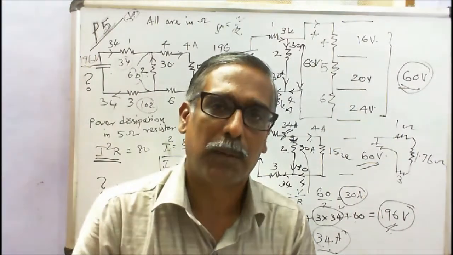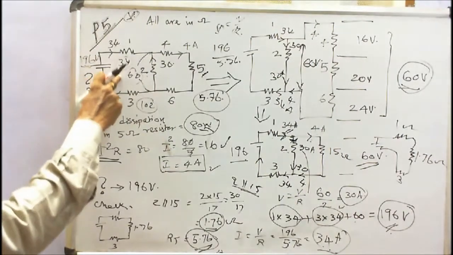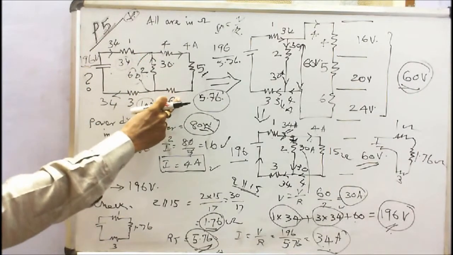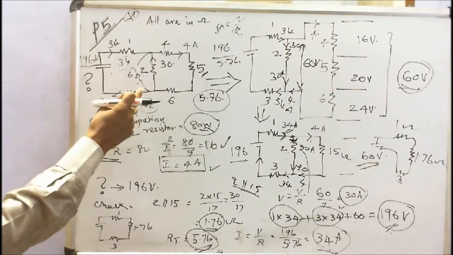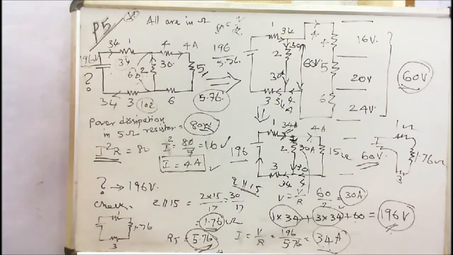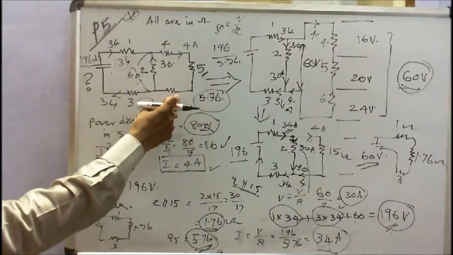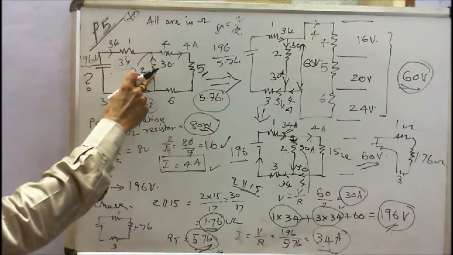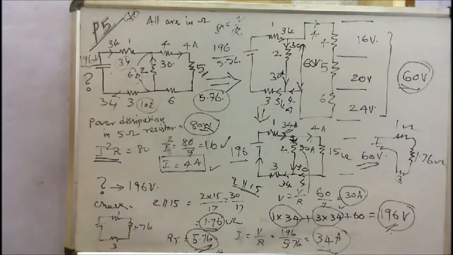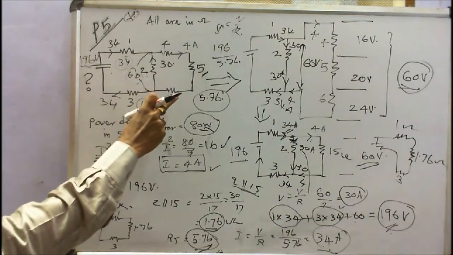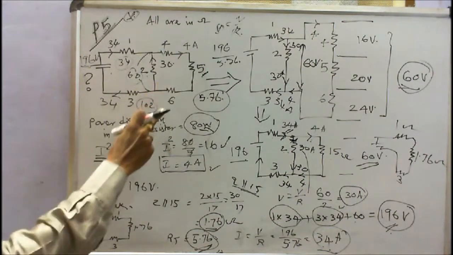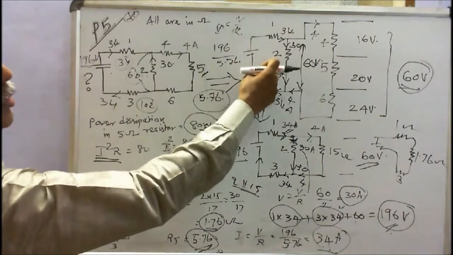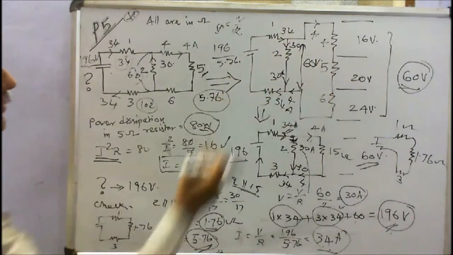Now we will work out the problem. Here there are 6 resistors: 1, 2, 3, 4, 5, 6. The 6 resistors are connected in series and parallel. Here 4, 5, 6 are in series, and the 2 ohm is connected with these resistors. Now I can redraw the diagram. I have to redraw the diagram like this. This is 1, 2, 3, 4, 5, 6.